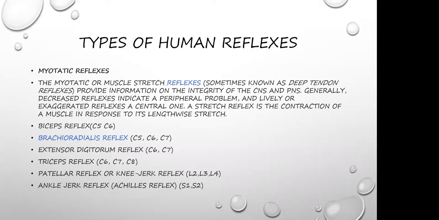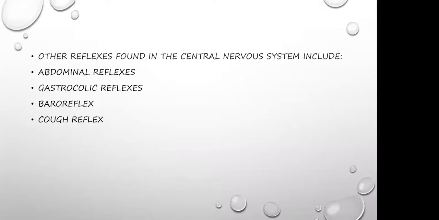A stretch reflex is the contraction of a muscle in response to its lengthwise stretch, such as biceps reflex C5 C6, brachioradialis reflex C5, C6 and C7, extensor digitorum reflex C6 and C7, triceps reflex C6, C7 and C8, and so on. Other reflexes found in the central nervous system include abdominal reflexes, gastrocolic reflexes, baroreflex, and cuff reflex.